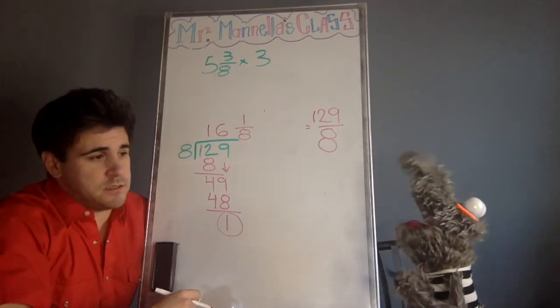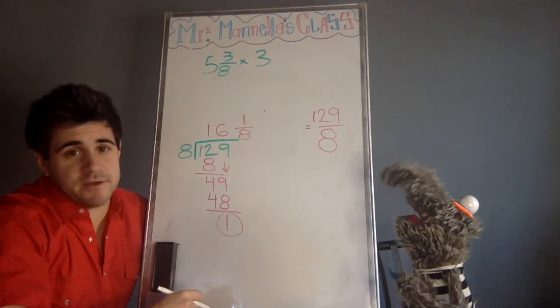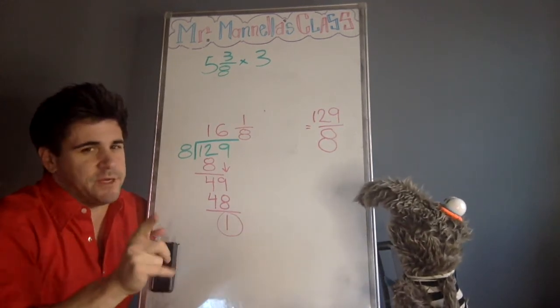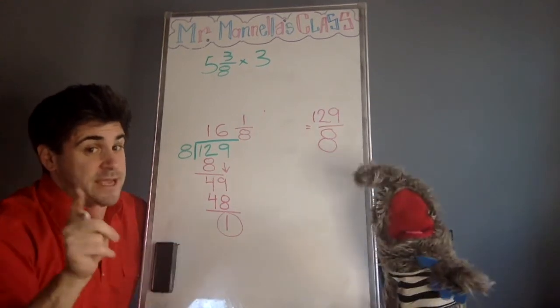This time we got a bigger answer. We did. We multiplied 5 times 3 and also the 3/8 in there too, so it added a little bit more. So we're going to look at a slightly different way to do that. We're going to take a quick break and then we're going to check out a different way this works with the same numbers.